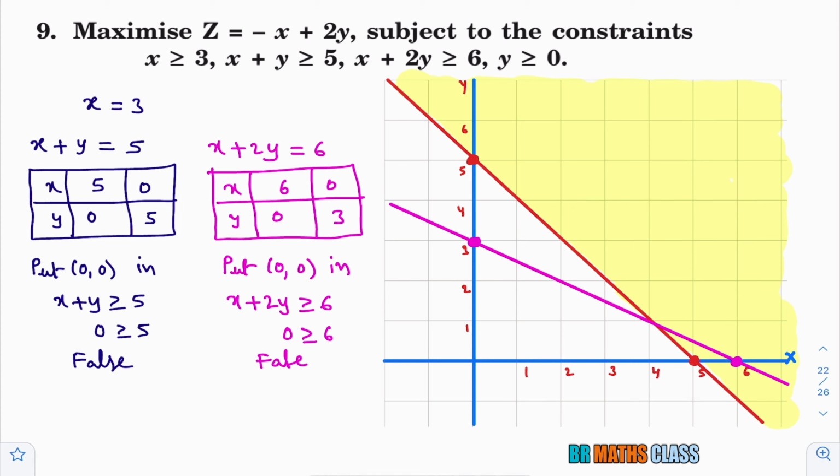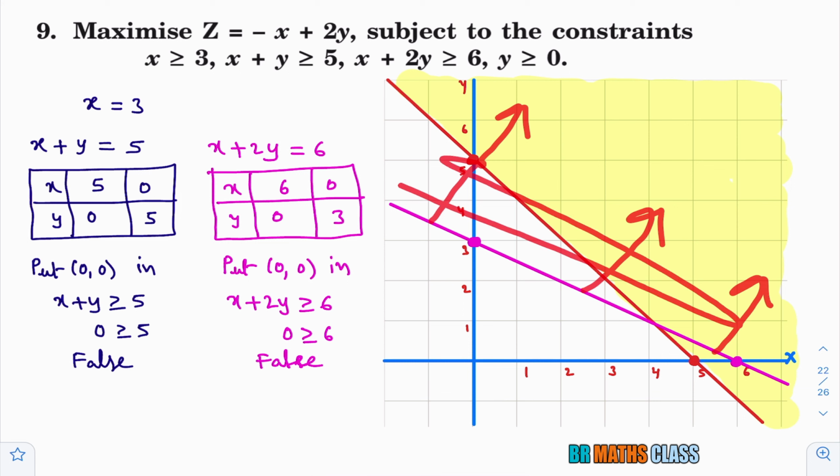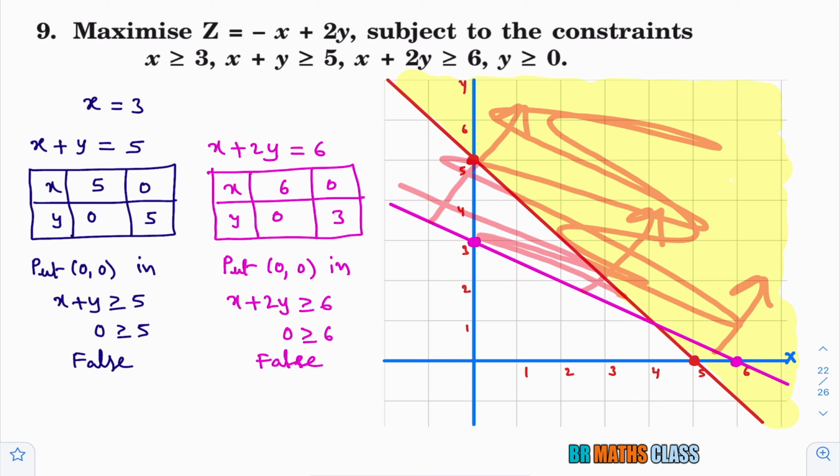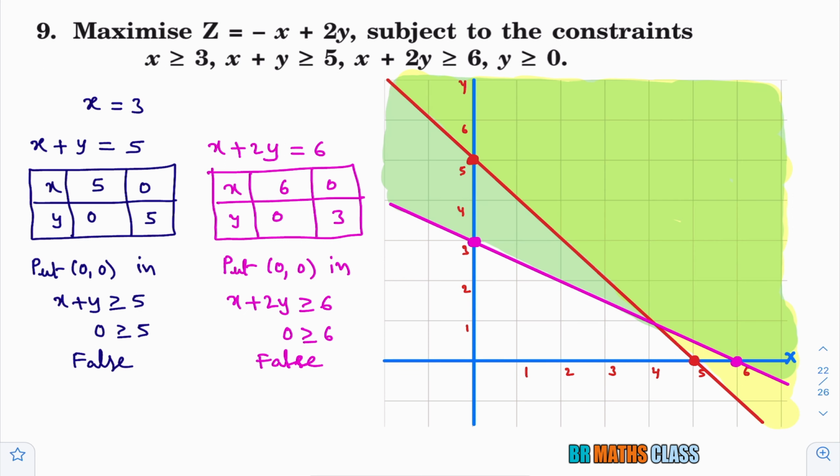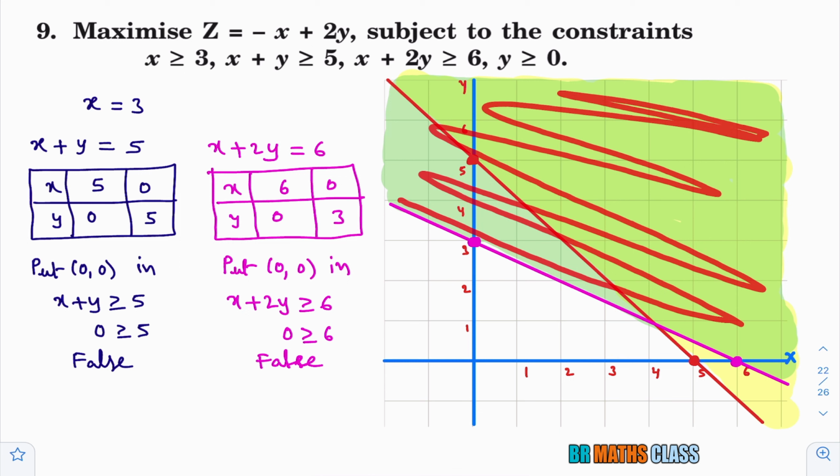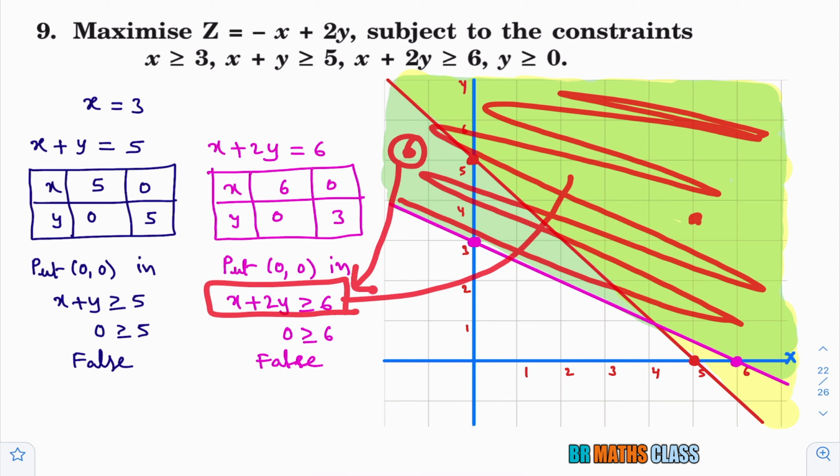As it is false, which side do we need to shade? If it is true, then we will shade towards the origin side. As it is false, we need to shade the non-origin side of this line. So this is the solution of this second inequality. You observe this part. This is the solution of this inequality. That means if we take any point in this shaded part and substitute it in this inequality, it satisfies.